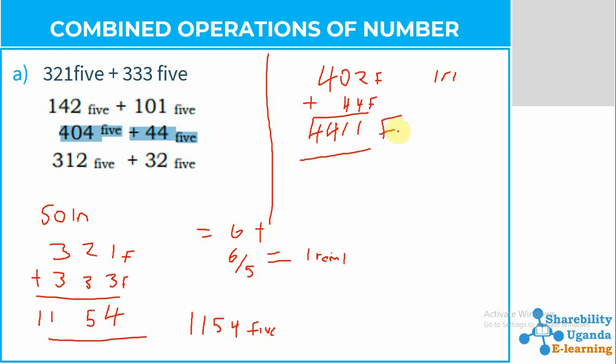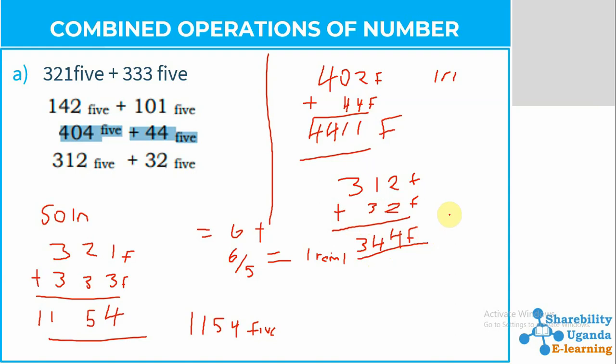This becomes a number in base 5. Then our last one, which is 3, 1, 2, then 3, then 2. When you add, this is also still in base 5, so the answer here should also be in base 5. When you add, you get 4 here, 4 here, and 3 here.